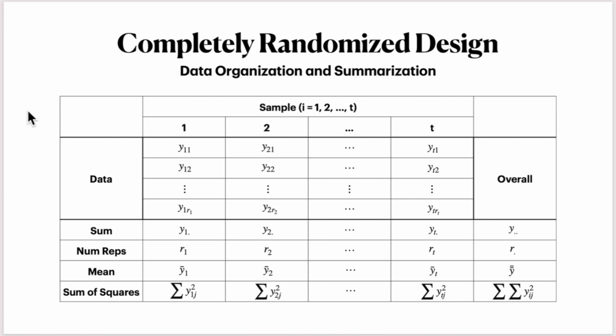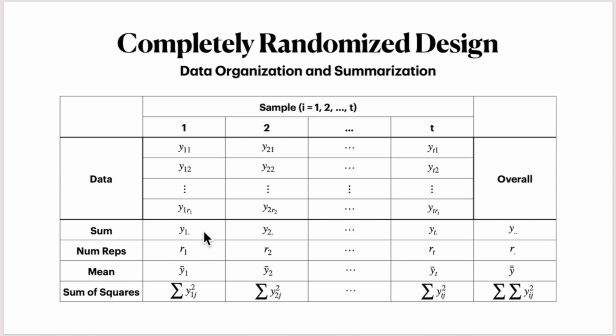All right, so here we have, for a completely randomized design, a very nice way to organize the data. In the body of the table, we have the actual data. We have a column for each of our treatment groups or samples. And you'll notice here that the number of observations within each sample can vary. r1 is the number of observations in treatment 1. r2 is the number of observations receiving treatment 2, and so forth. For each of these treatment groups, we have summary statistics down here.